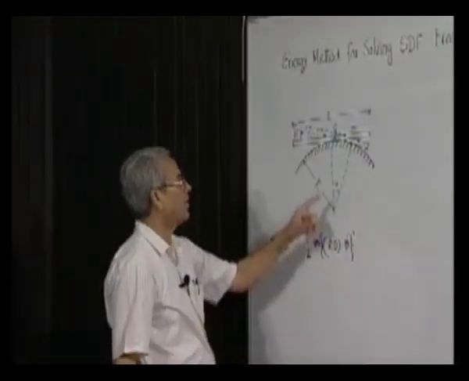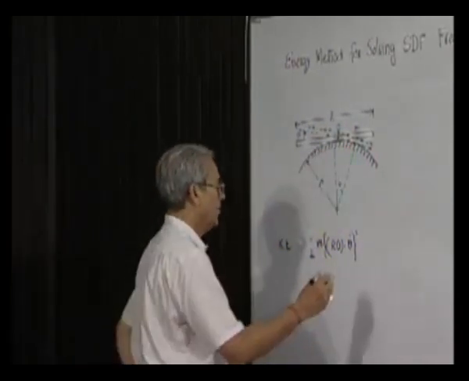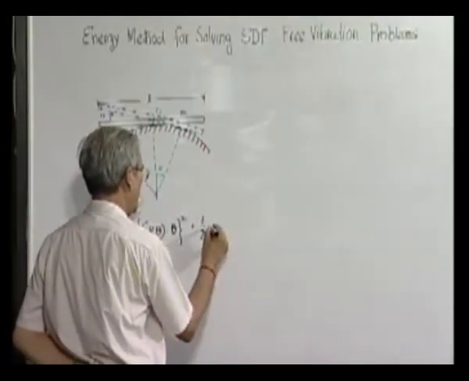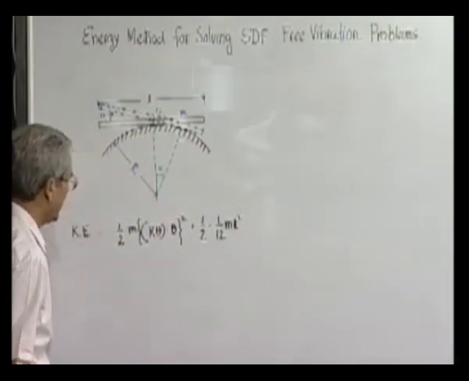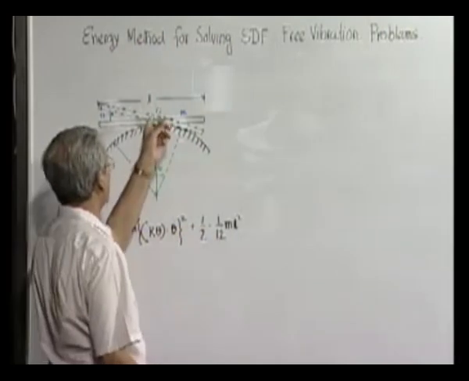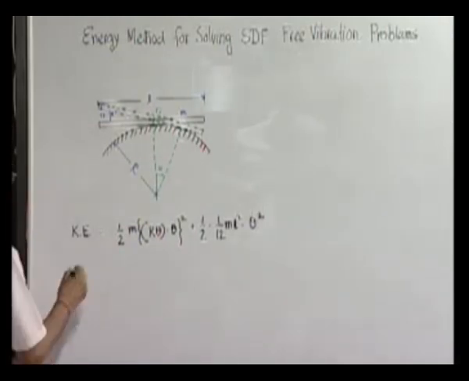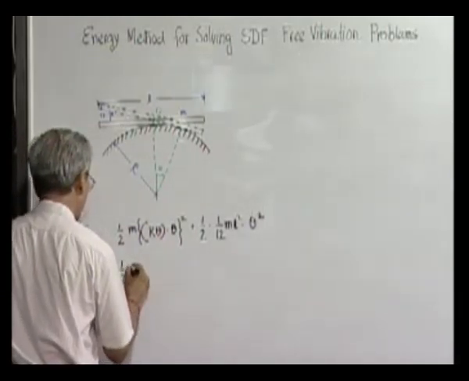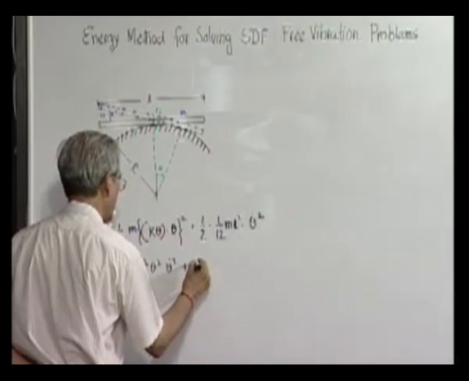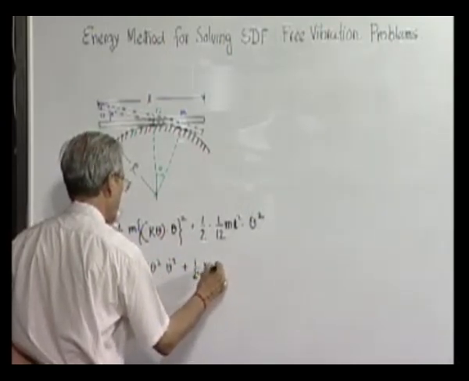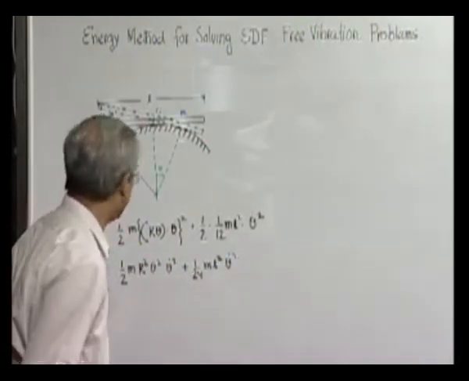So this point's velocity will be the velocity of this point, which is 0, plus this, squared. This is the linear velocity of the center of mass, that is the length of this portion into the angular velocity, plus half into the moment of inertia of the rod about its center of mass, which is 1/12 m L squared, into theta dot squared. So we can write this as half m r squared theta dot squared plus half 1/12 m L squared theta dot squared. So that is the kinetic energy.